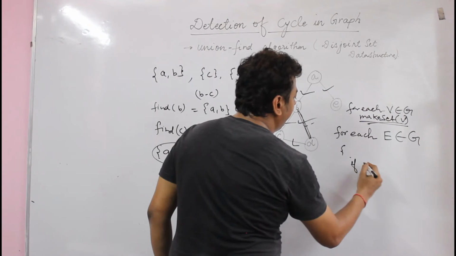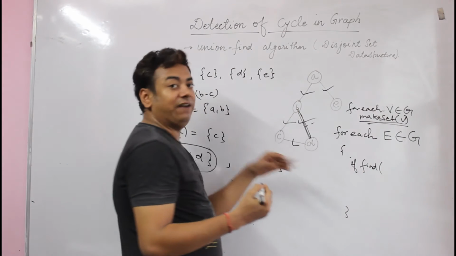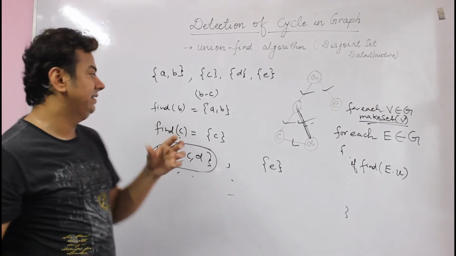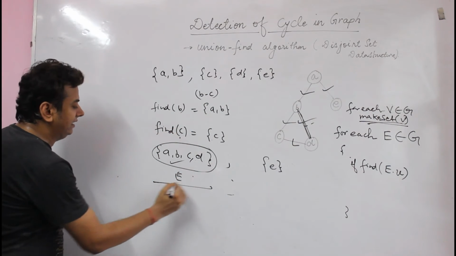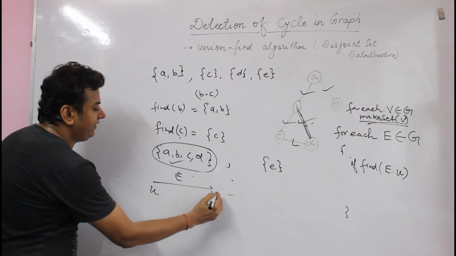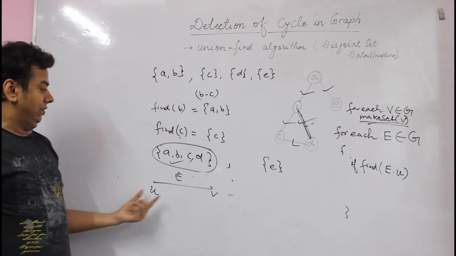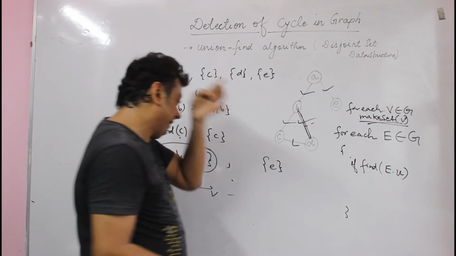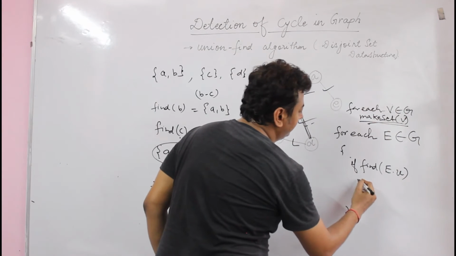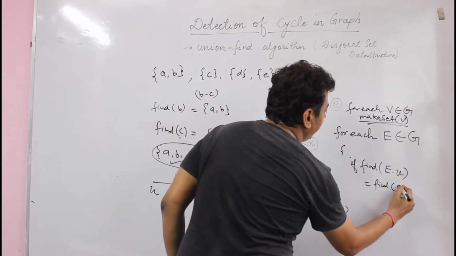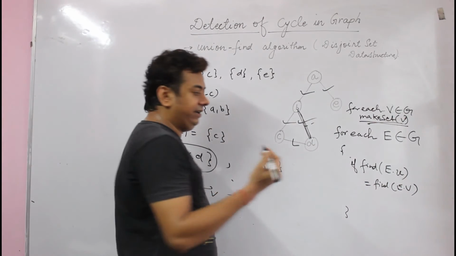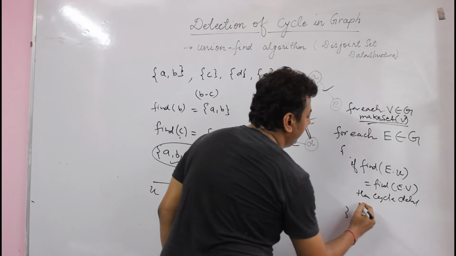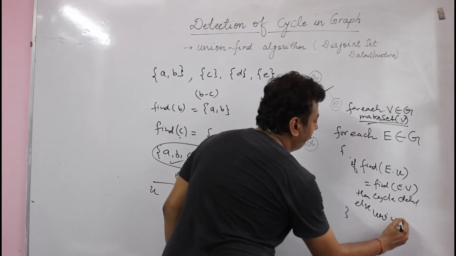we will check if find of E.U, meaning suppose this is my edge E, with node U and node V. This is for undirected, you may also do it for directed. So if find of U equals find of V, then cycle detected, else union them.